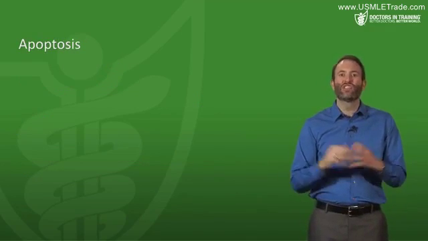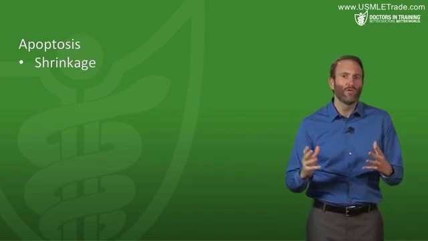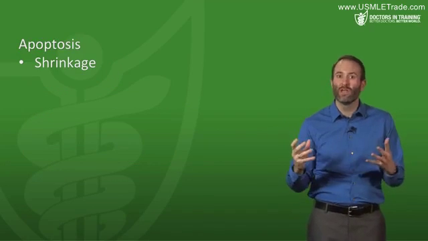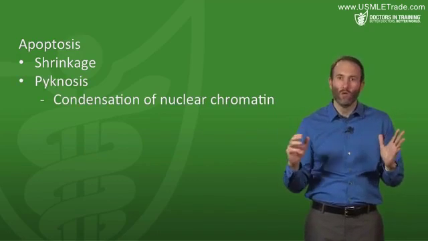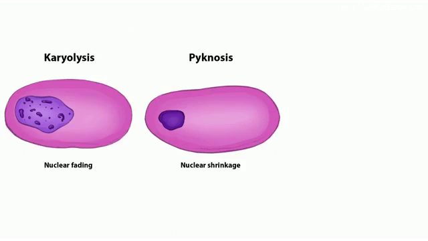Now you need to know the descriptive histologic characteristics of apoptosis. So what are we going to see? Well, first, most cells are going to shrink. Also, something called pycnosis occurs. So, what's that one? Well, pycnosis is condensation of the nuclear chromatin, which results in a shrinkage of the nucleus, and this actually causes the cell to look basophilic.